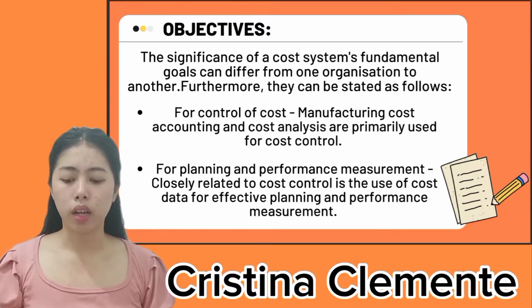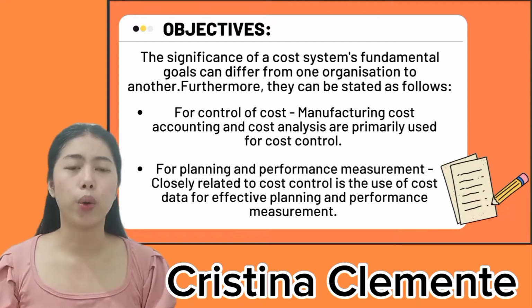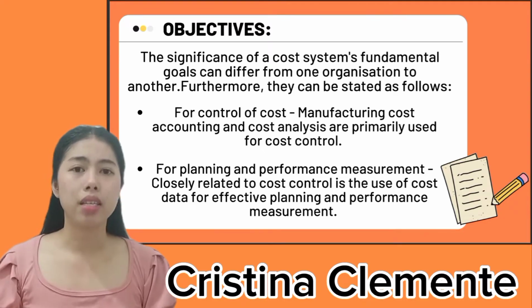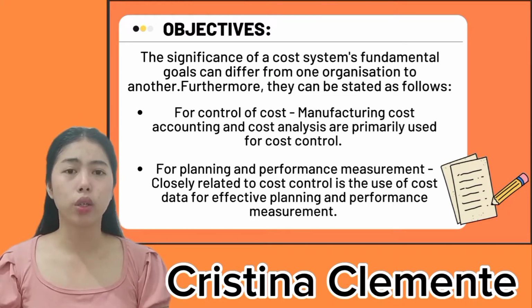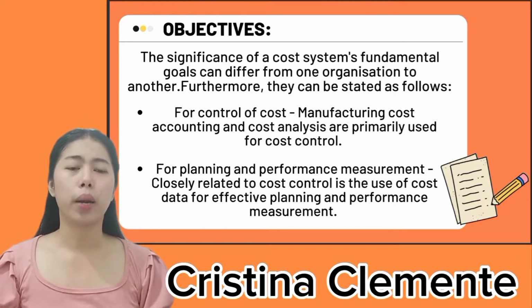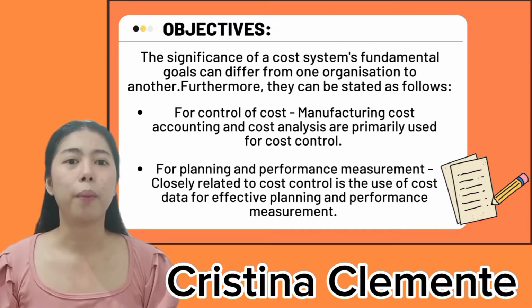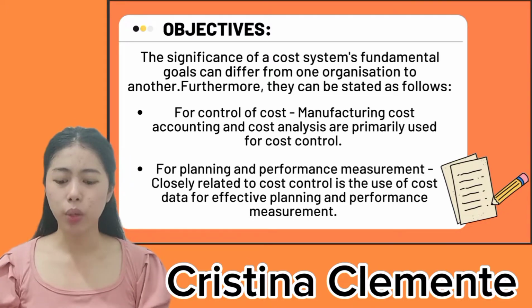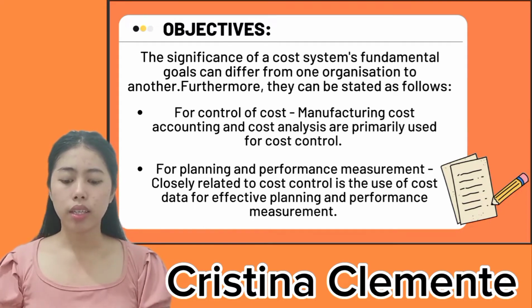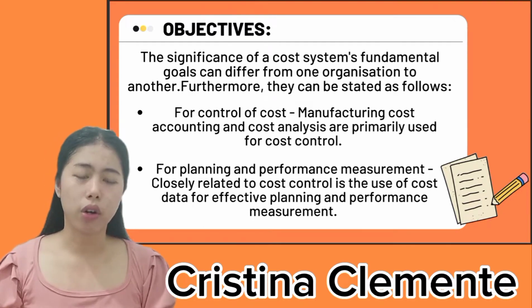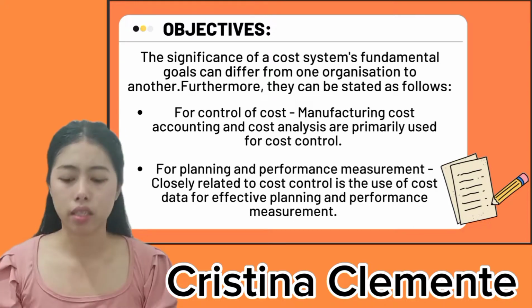For example, improving the product quality to reduce repairing or rework. That means mas patataasin yung quality during production para maiwasan yung repairing at maiwasan yung expenses from repairing the products. So, planning and performance measurement. Closely related to cost control is the use of cost data for effective planning and performance measurements.